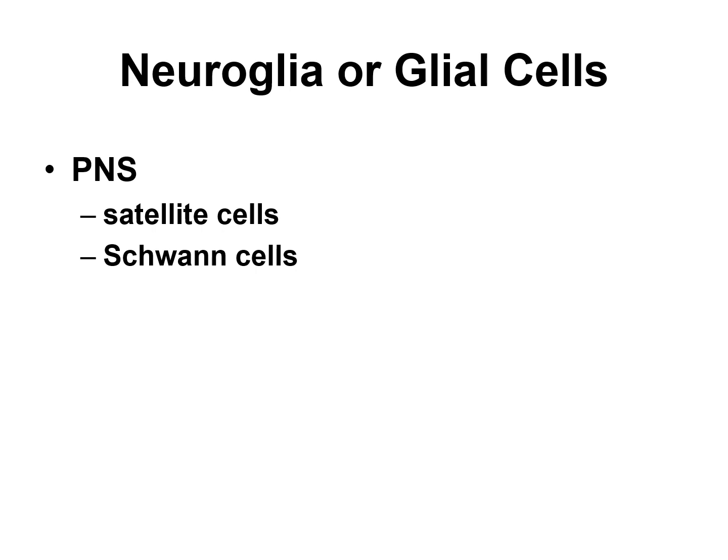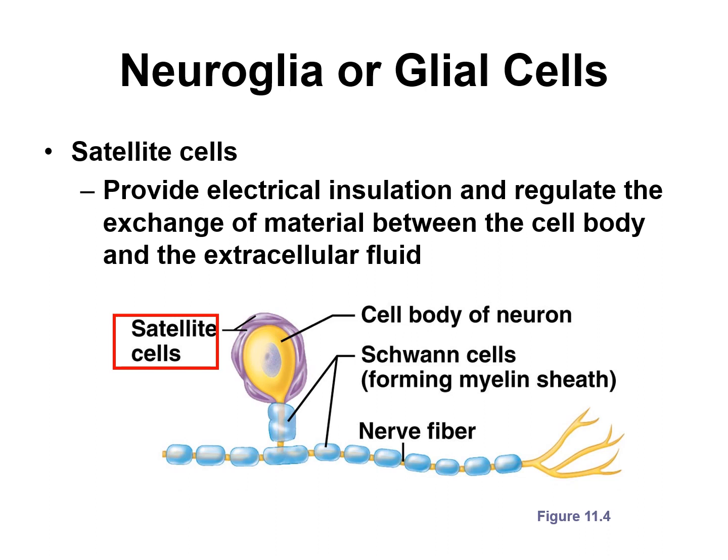So let's look at each of these cells. Satellite cells have similar functions in the peripheral nervous system as the astrocytes have in the central nervous system. They control the chemical environment around the neuron. They also provide some electrical insulation to that neuron, and overall control the movement of substances between the extracellular fluid and the neuron in the peripheral nervous system.